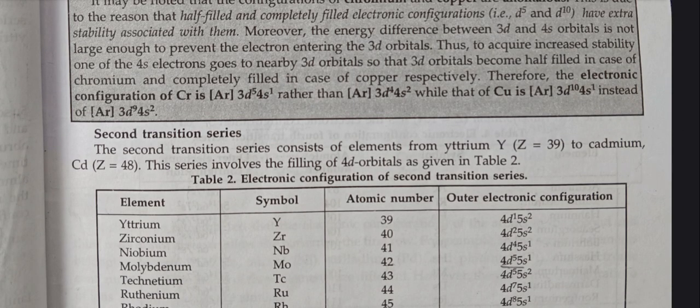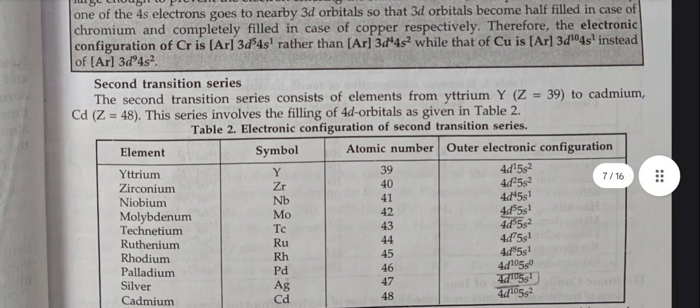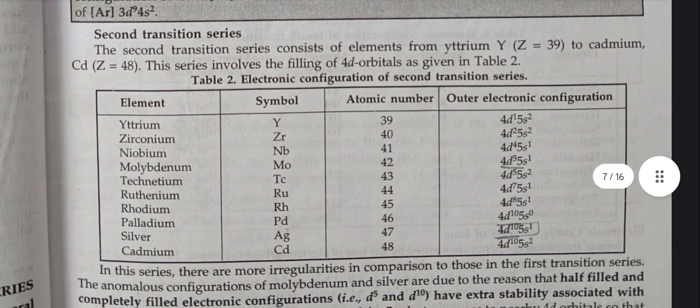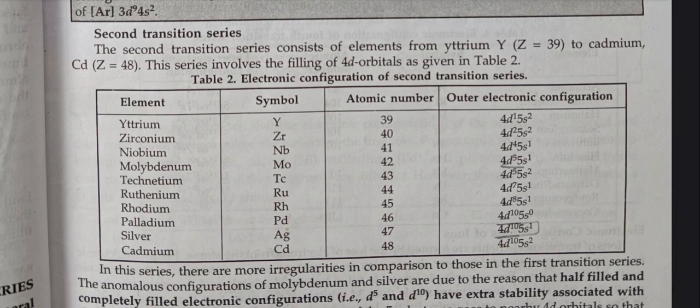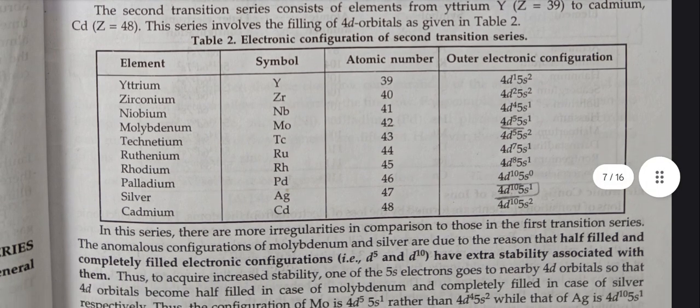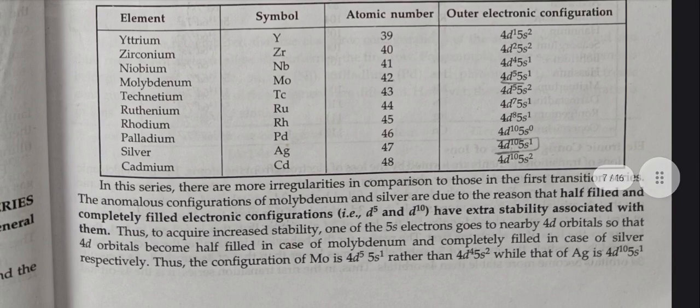Second transition series. The second transition series consists of elements from yttrium to cadmium. This series involves the filling of 4d orbitals as given in table 2. The elements of second transition series are yttrium, zirconium, niobium, molybdenum, technetium, ruthenium, rhodium, palladium, silver, and cadmium. In this series, there are more irregularities in comparison to those in the first transition series.